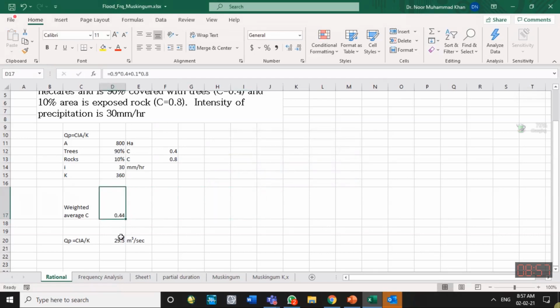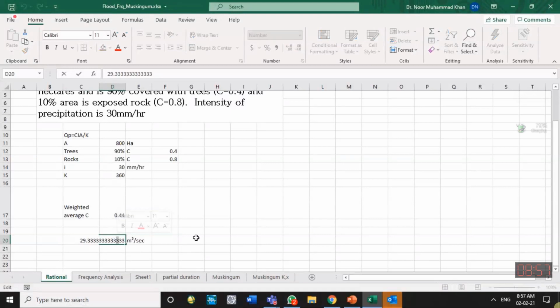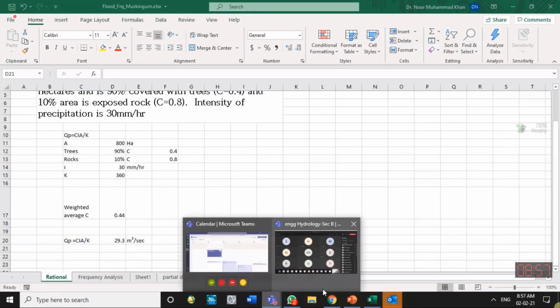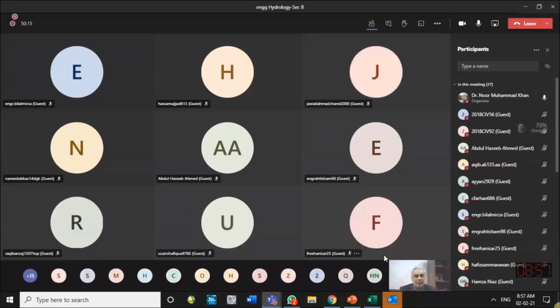And then the formula is 1 over K into CIA, or CIA divided by K. So that comes out to be 29.33. Please solve it yourself and try to understand it. It's a simple method, can be used for smaller structures.